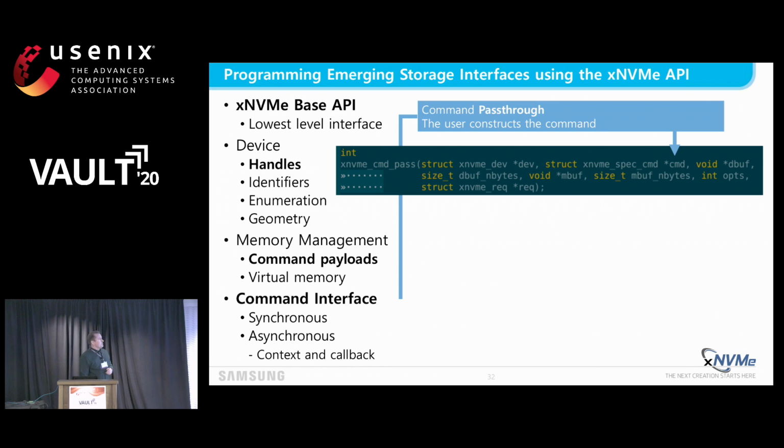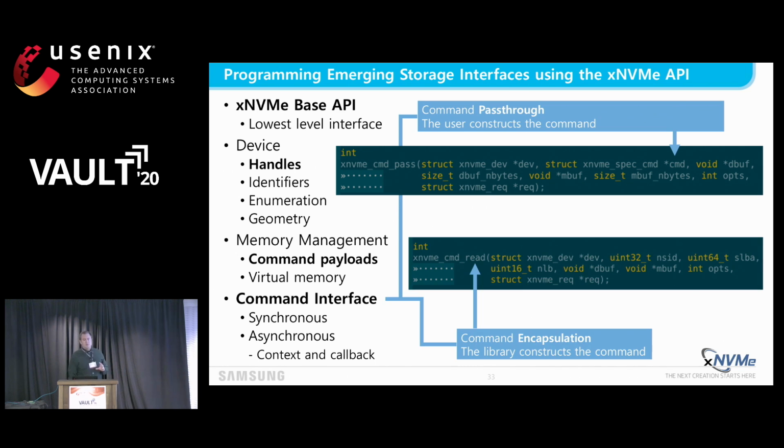And then the command interface. The command interface has the pass-through style, where you give it your device handle, and provide your submission queue entry, your buffers, and your metadata buffers, and some options, and this request object, and you just send the command down. So that's one way of doing it. The other one is using the command encapsulation. If you don't want to create the SQE, the library will do it for you. For opcodes that are defined in the spec, you can expect that the library will have a helper method that will do the setup for you.